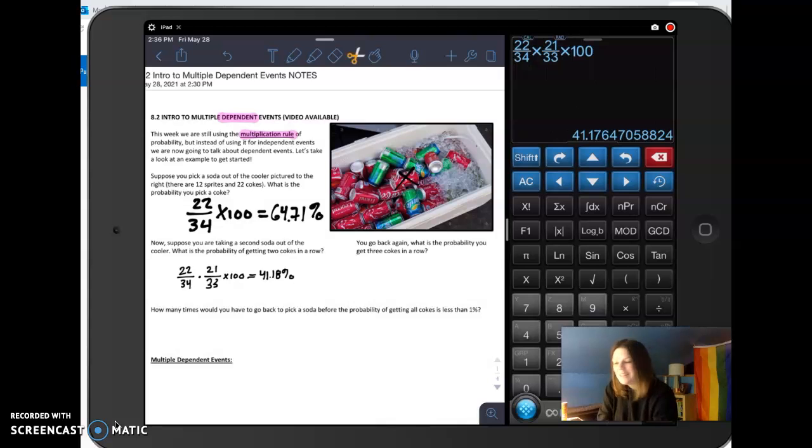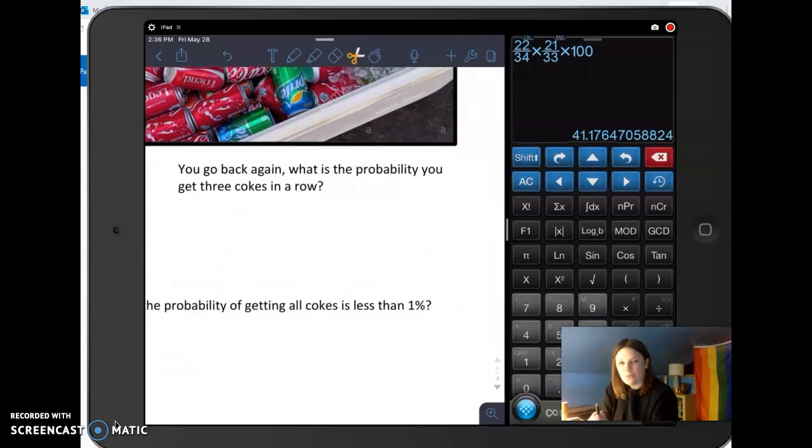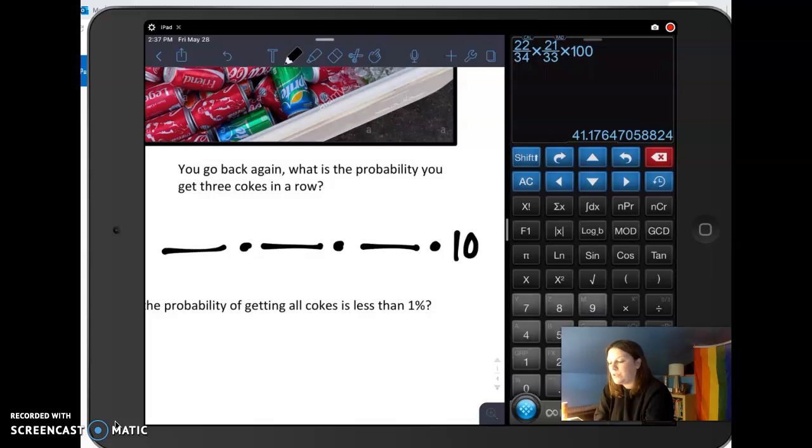All right, last little example here we'll do in this style, so hopefully we'll start to see the pattern here. You go back to the cooler again, and we want to know what's the probability that you get 3 Cokes in a row. So the first Coke, 3 things happening in a row. First of all, we want to set ourselves up for success, so we know we're multiplying 3 probabilities together, first, second, third. The first probability is still the same, right?